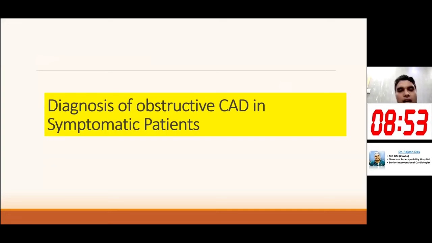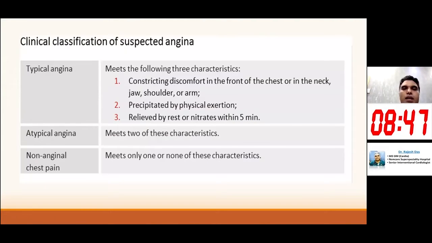First of all, I'll talk about diagnosis of obstructive CAD in symptomatic patients. For this, first and foremost, the history is very important. Depending on the symptomatology of the patient, we can classify angina or chest pain into three categories. First is typical angina, second is atypical angina, and third is non-anginal chest pain.